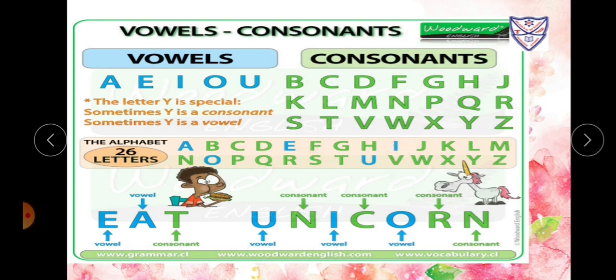Now over here we can see a few letters are given. E is a vowel, A is a vowel, T is a consonant, U is a vowel, N is a consonant, I is a vowel, C is a consonant, O is a vowel, R is a consonant and N is a consonant.